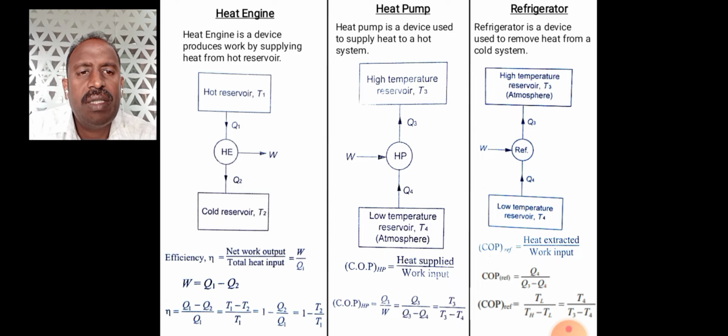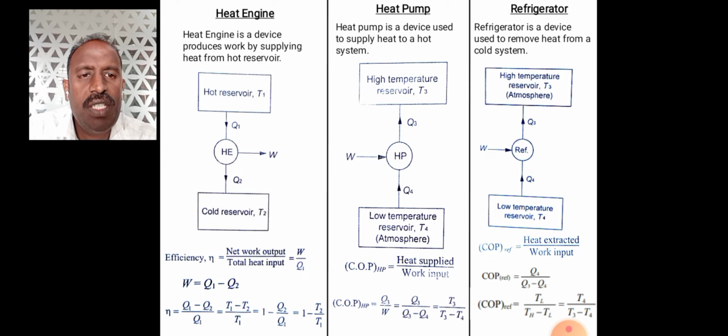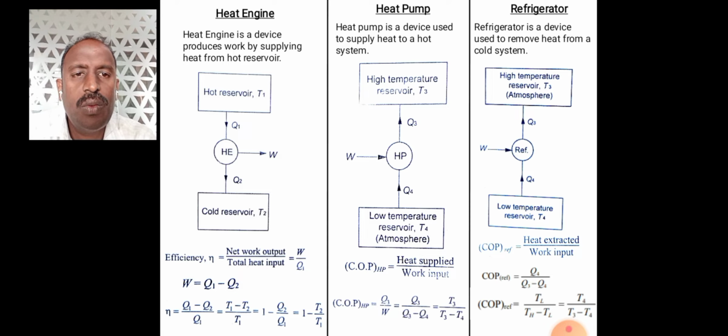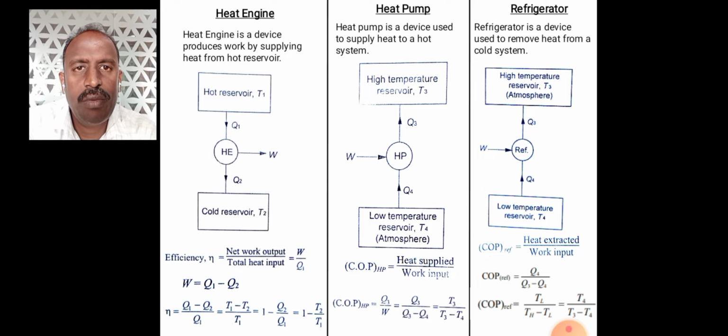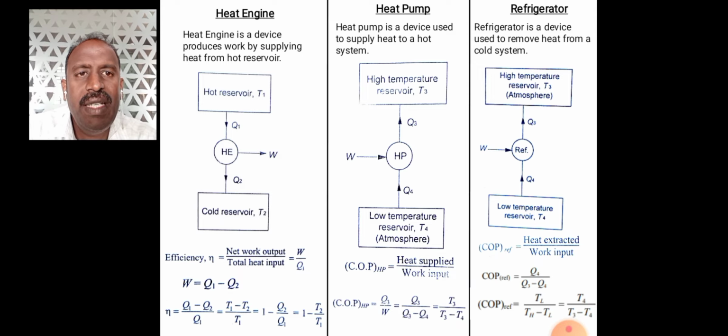Here, according to entropy, heat Q equals T dS. So Q1 we can write as T1 dS, and Q2 is T2 dS, divided by T1 dS. The common term is the change in entropy dS, so we can remove it, and the formula will be T1 minus T2 divided by T1. From this we find the efficiency equals 1 minus heat rejection by heat supply, which is equal to 1 minus T2 by T1. So this is your heat engine principle.